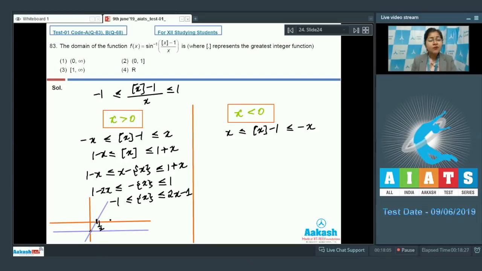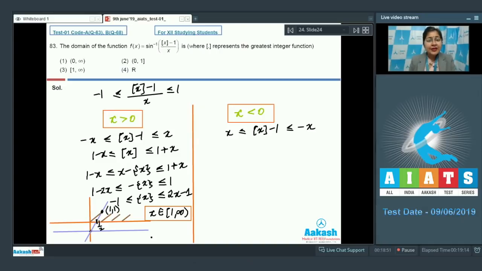Now graph of fractional part of x, that will be like this, where this point is 1, 1, right? Now fractional part of x should lie between y equal to -1 and y equal to 2x minus 1, which means that from the graph x can go from 1 up till infinity. I hope this is clear.